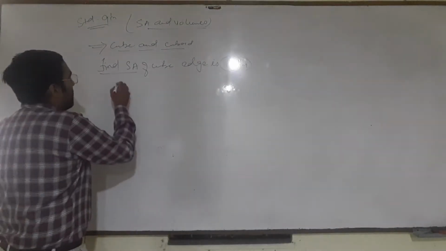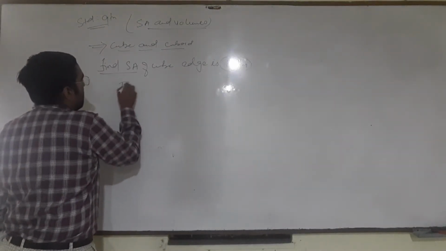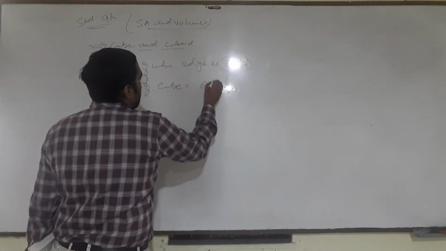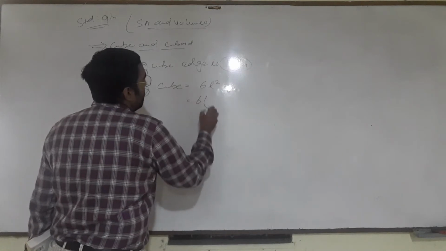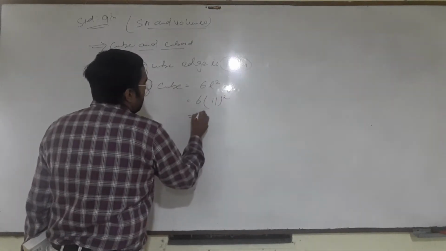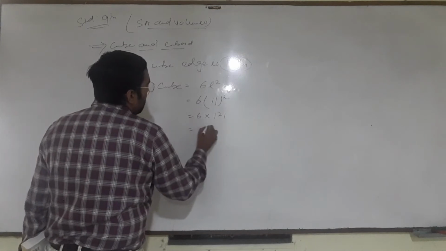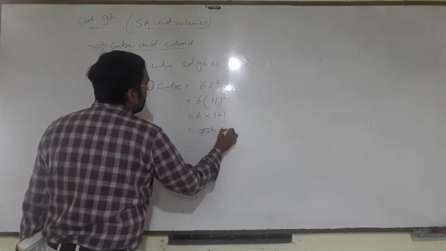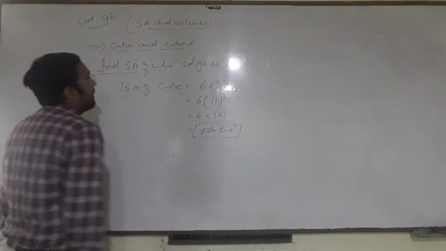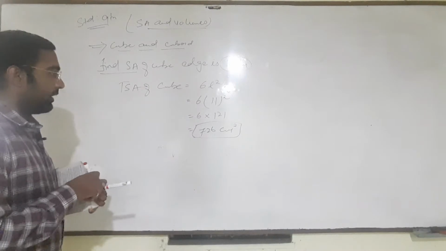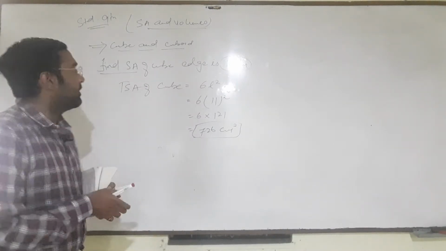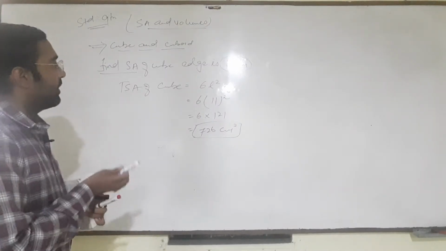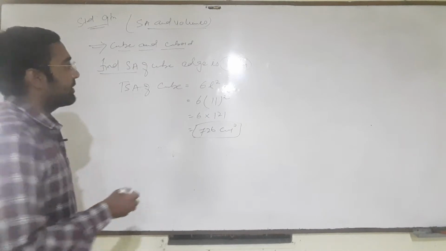So the total surface area of cube is 6L square. Therefore 6 into 11 square, that is 6 into 121. 6 times 1 is 6, 6 times 2 is 12, 1 carry, 6 times 1 is 6 plus 1, so 726 centimeter square. That is the total surface area of the cube. Okay, now we are moving on to the next example.